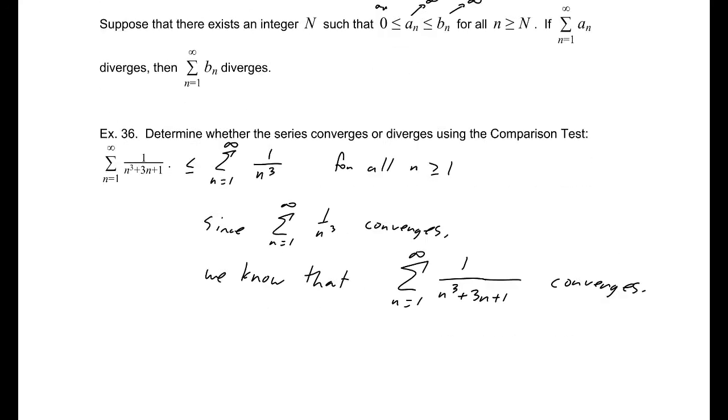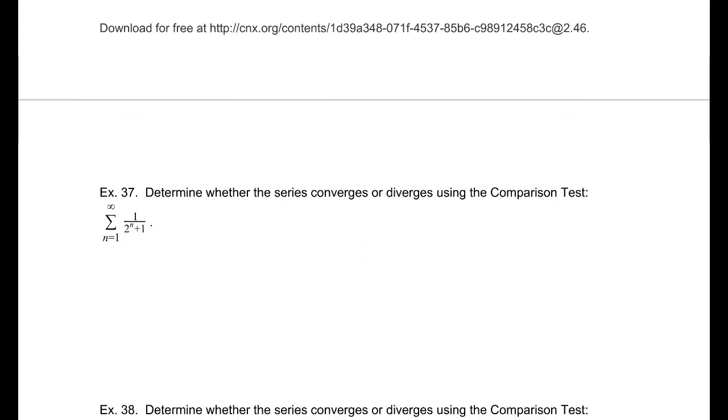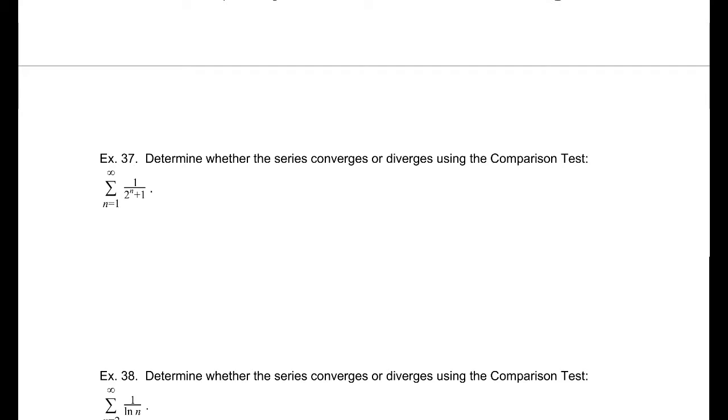All right, let's look at number 37. Determine whether the series converges or diverges using the comparison test. All right, now this one, 1 over 2 to the n plus 1, is not of the form of a p-series. Okay, we don't have n cubed and squared and anything. So let's try comparing it to a geometric series. Okay, let's compare this to 1/2 to the n.